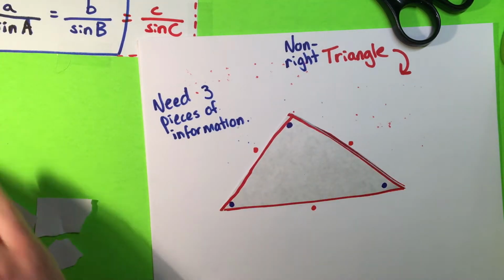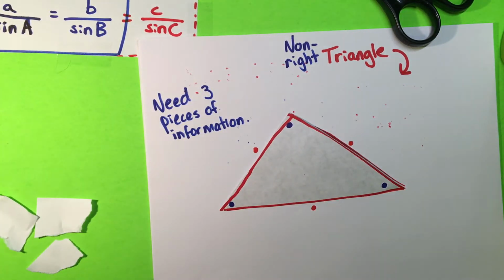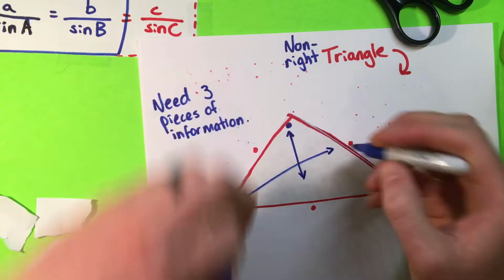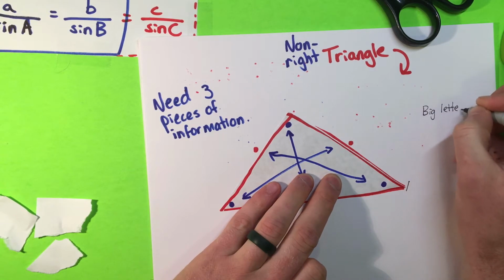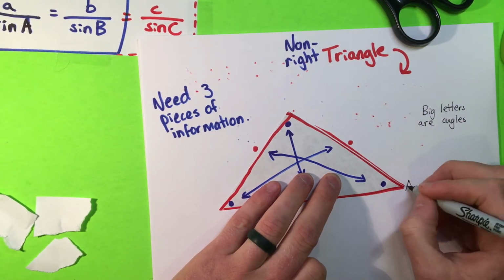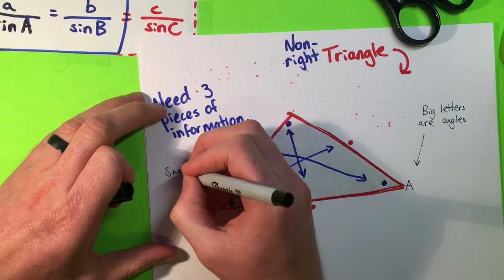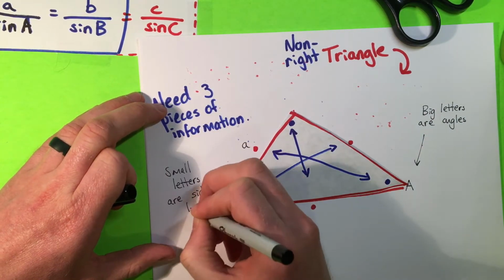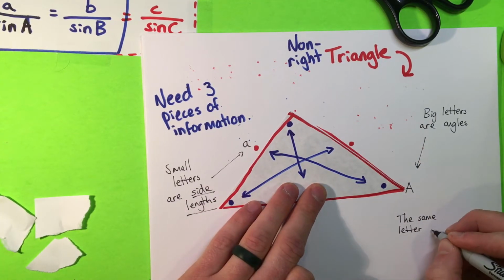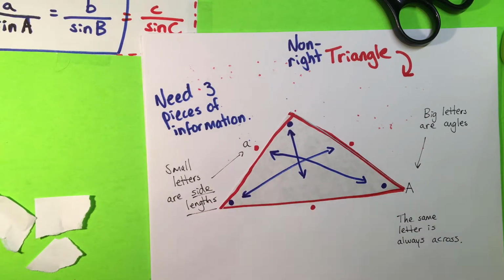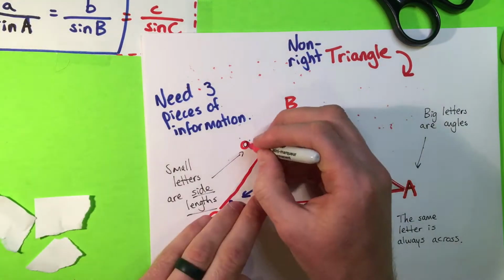Sine law can only solve a certain type of triangle. But probably the most important part of sine law here is seeing that big letters mean angles and small letters mean side lengths. And one thing that you have to do is the same letter has to be straight across from the same letter. So here we see A is straight across from little a, and it would have to be the same with B and C as well. It doesn't really matter what angle you put A, B, and C on. It just matters that the little letter and the big letter are straight across from each other.